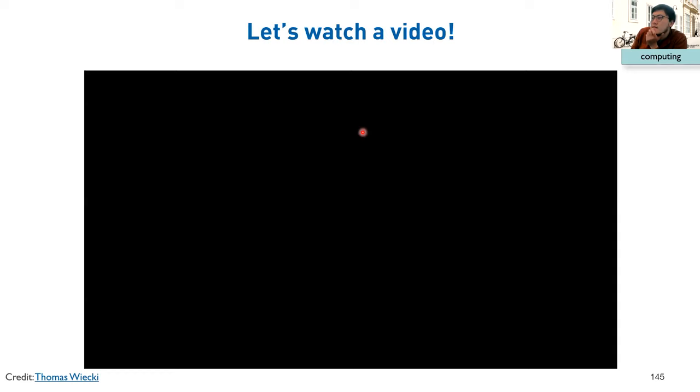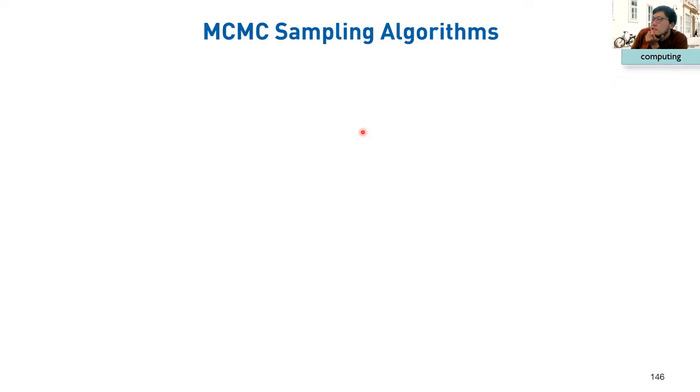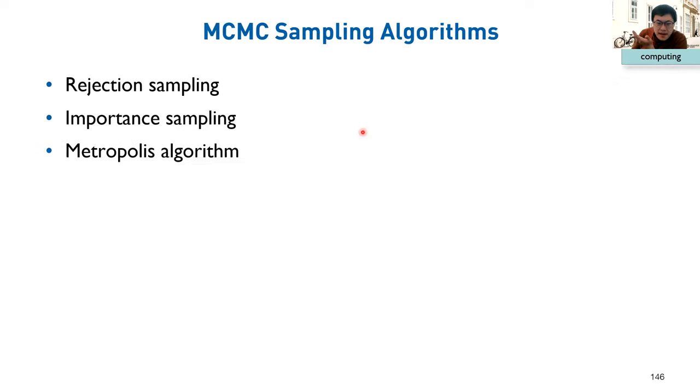So I guess you watched the video more or less. And then, MCMC is an entire family of algorithms. So the MCMC robots example that I showed you, either in person or maybe in video, is one of the simplest MCMC methods. So there are more MCMC methods, like rejection sampling, importance sampling, Metropolis sampling, and Gibbs sampling.